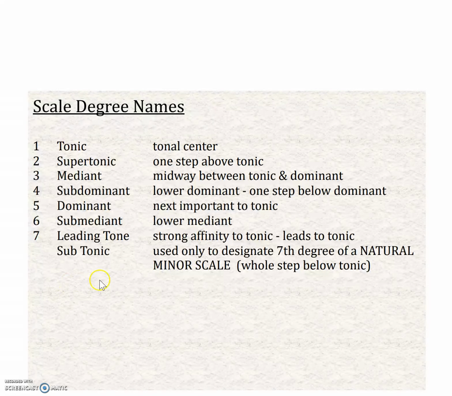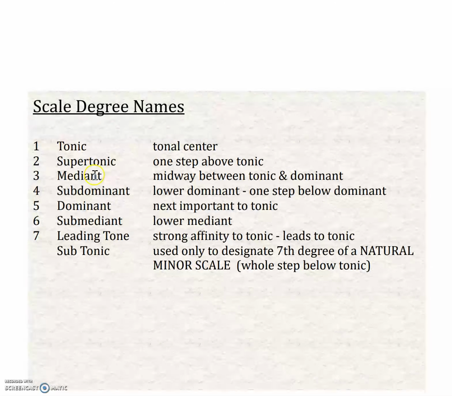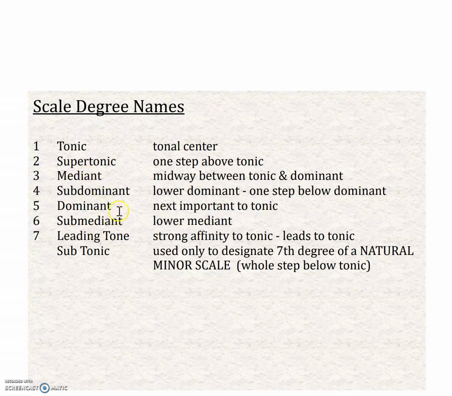These you will have to memorize. You just have to know them. Make yourself flashcards. Write them a whole bunch of times. If you memorize 1 and 5, you can pretty much get the rest of them. I'll tell you that most people struggle to remember mediant versus submediant. Mediant, 3, middle, like the middle of tonic and dominant. And then 6 would be submediant. Trying to give you a few ideas.